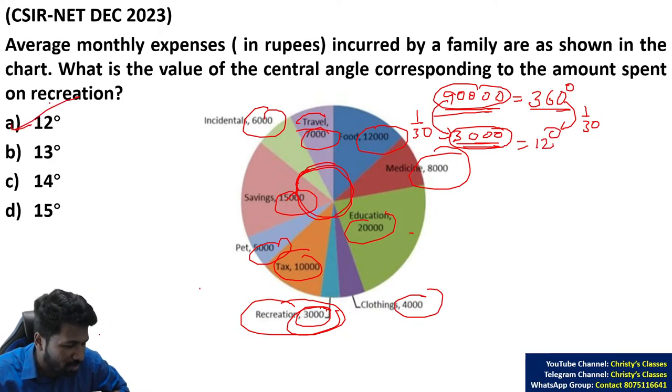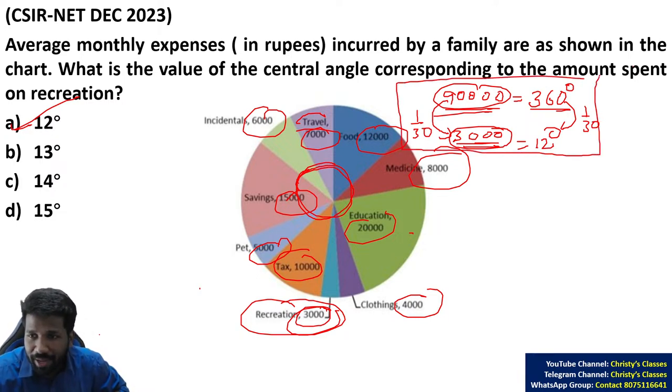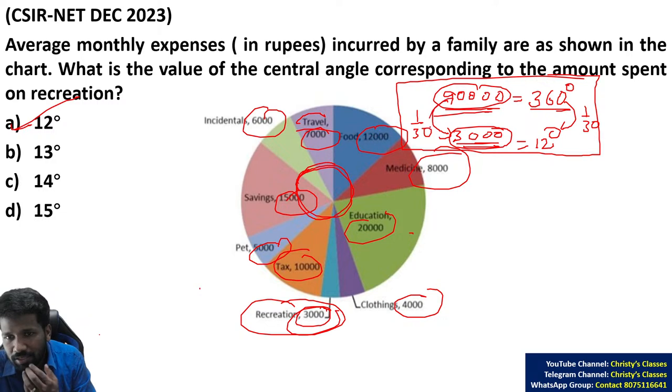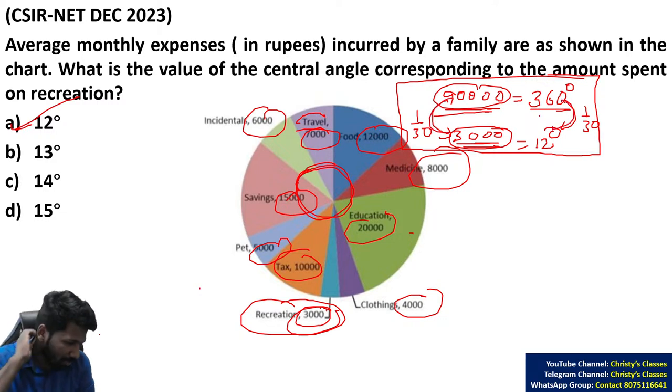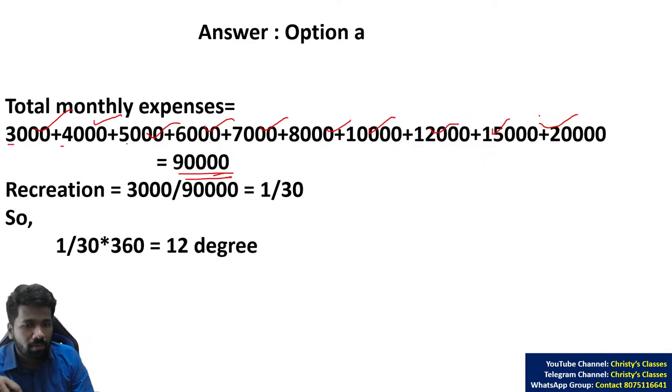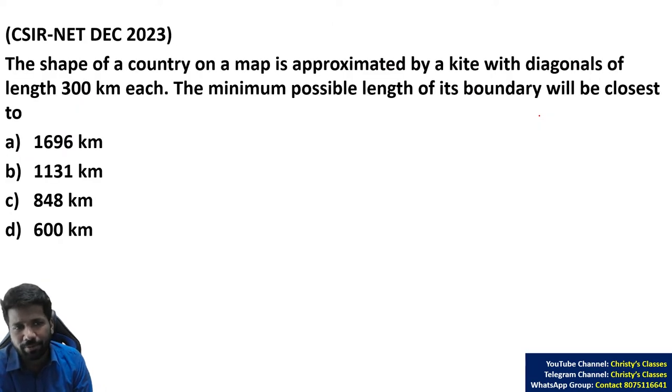Otherwise you can use a formula also, but that is not necessary, because the formula method will take more time. It is just enough to say 1/30th of the total, so 1/30th of 360 as well, because a pie chart is a circle, so the central angle is 360 degrees. I hope all of you understood it. More explanation is also given here. It was a basic data interpretation question. We will see maximum questions from different areas. This was a geometry and mensuration related question. Make a try, all of you.